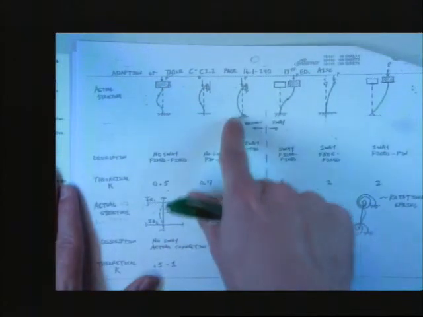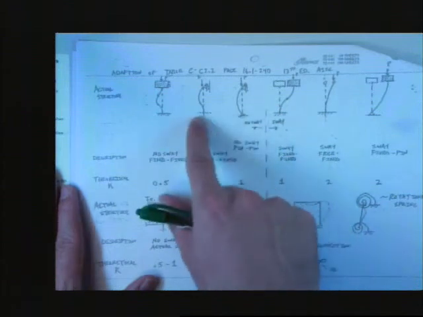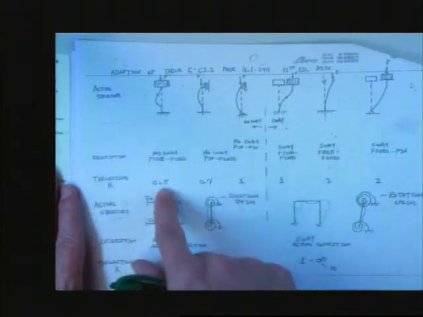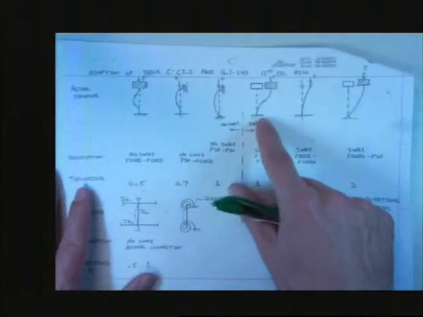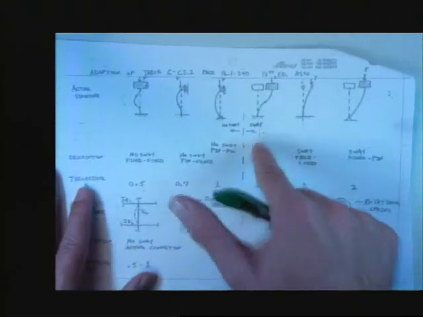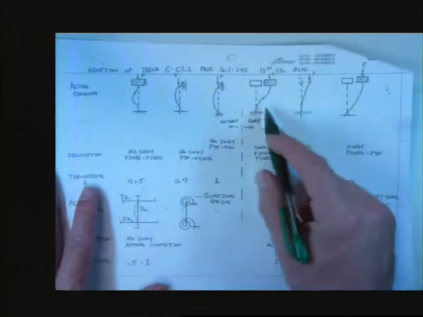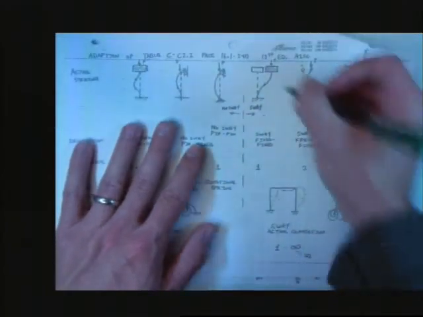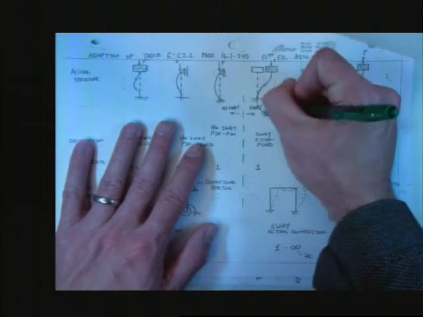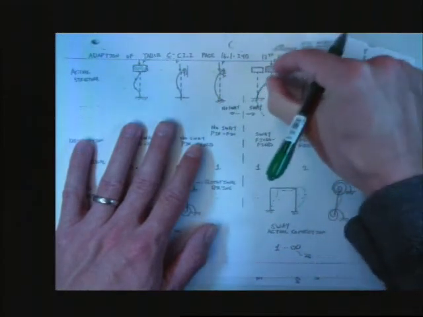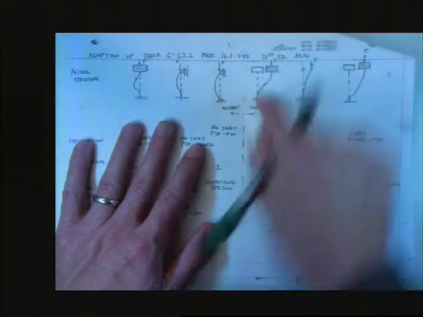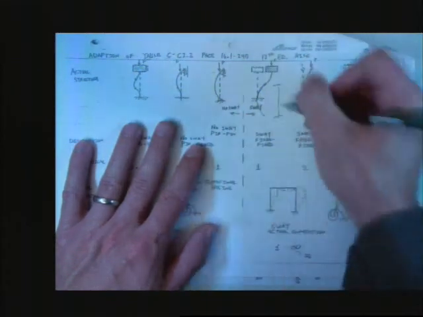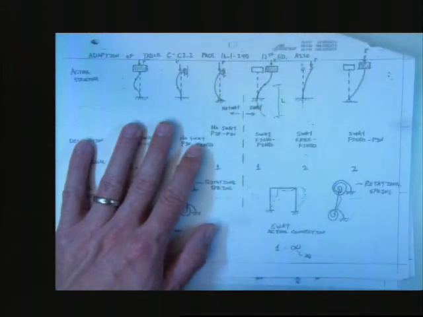So here's our favorite pin-pin column. Here's our pin-fixed column, and we got 0.7. Here's our fixed column, we got 0.5. Here's a fixed sway column. So this one, you can still use the effective length, and it's an effective length of 1. And why is it 1? Because if I take the deflected shape on the top, and I flip it over twice and put it down here on the bottom, oh my God, look at that. It's a pin-pin column of length L.